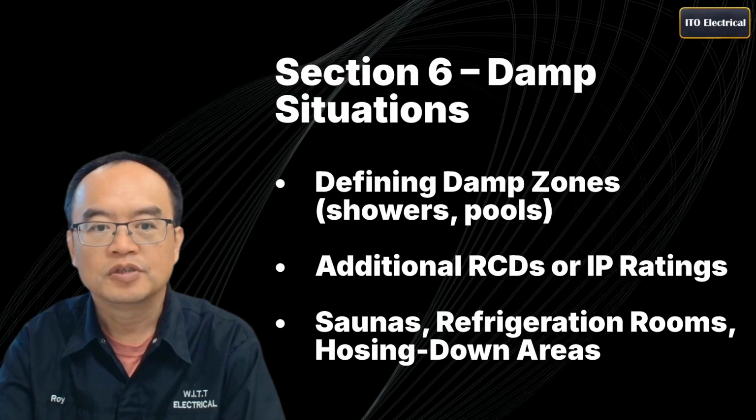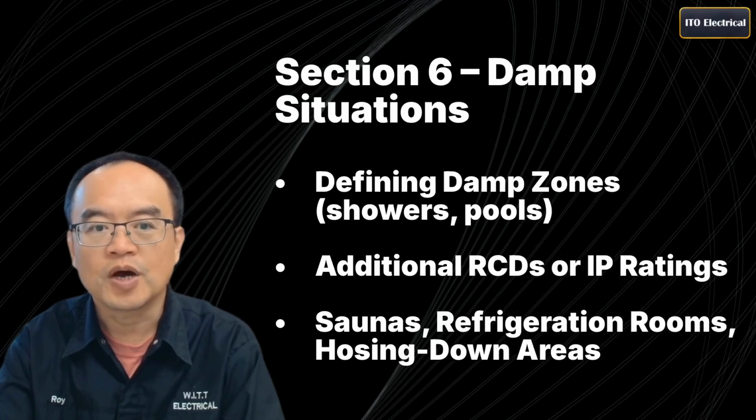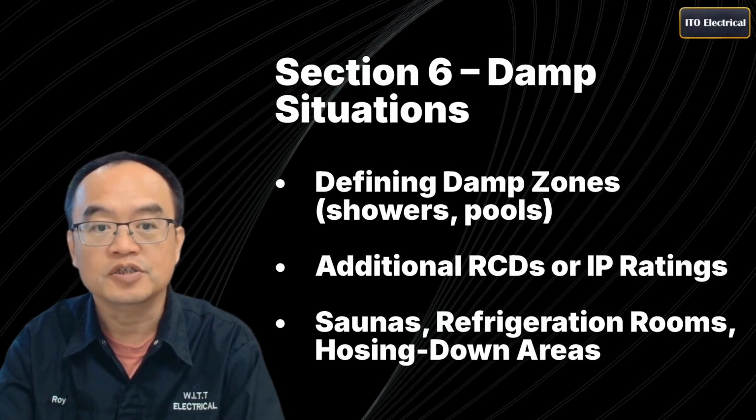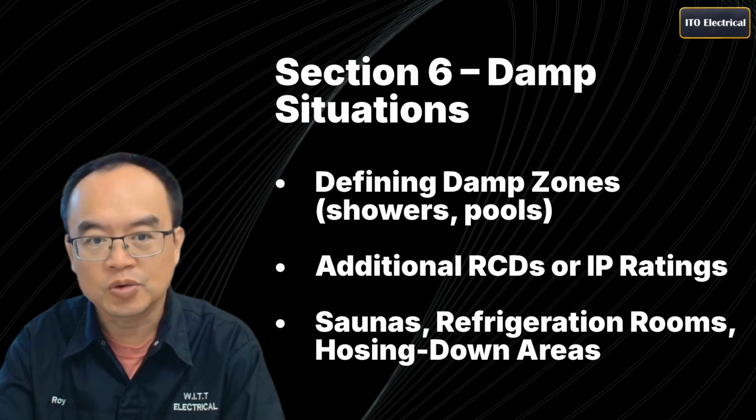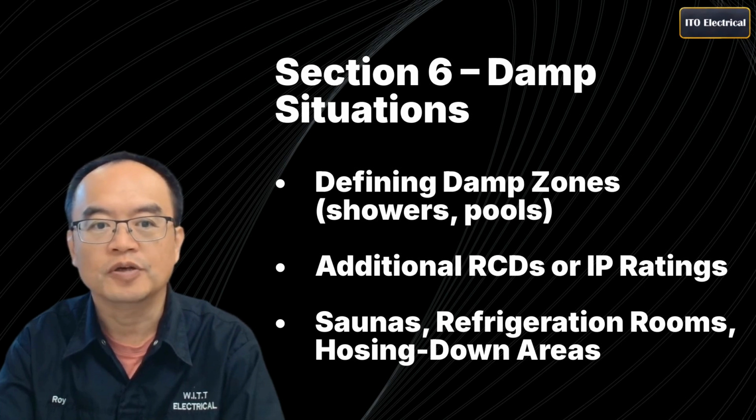In wet areas, shock risk increases. Section 6 introduces zones around water sources and requires additional measures like RCDs and stricter IP ratings. You'll also find rules for special places such as saunas or large kitchens where hosing down procedures are used.